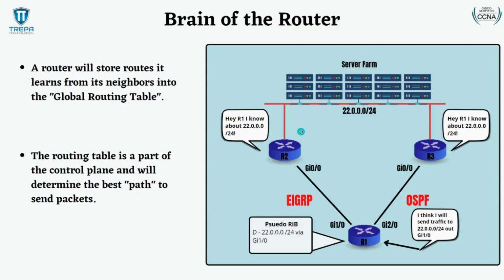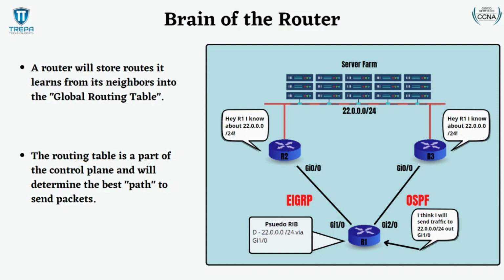All right, so let's move on. Now let's go into the brain of the router. So how does the router know where to forward traffic? It knows because it's going to build something called the global routing table. So a router is going to store routes it learns from its neighbors into that. And this routing table is going to tell that router how to control traffic, meaning, hey, when you get a packet destined for 22.0.0.8, send it out this way or send it out this way, depending on what that routing table says, right? So the routing table, that global routing table, is part of the control plane, and it's going to determine the best path to send packets.